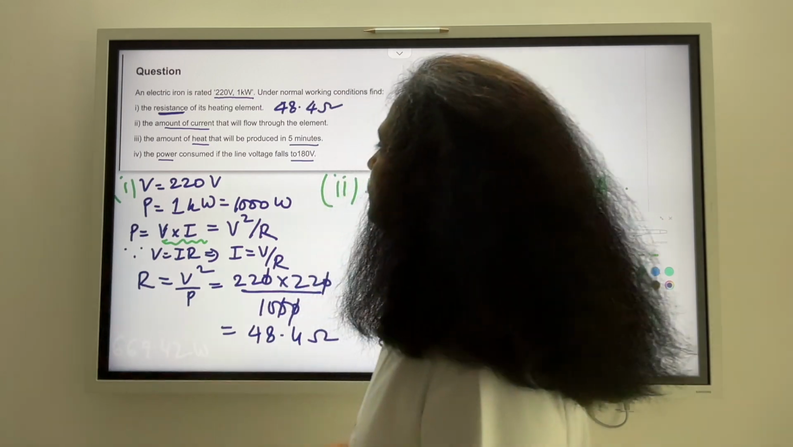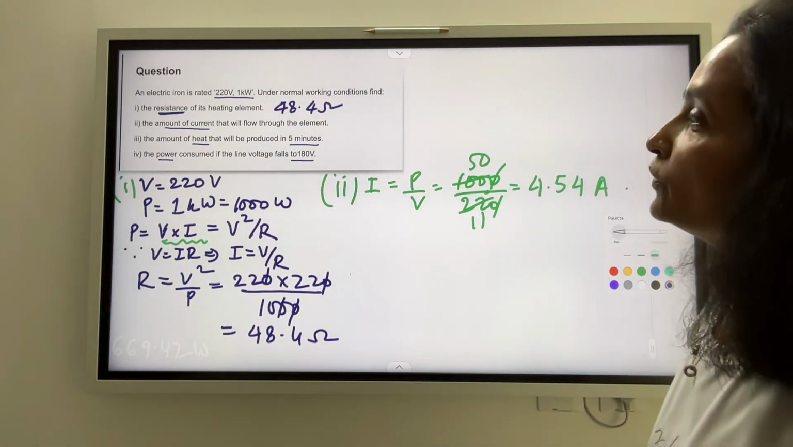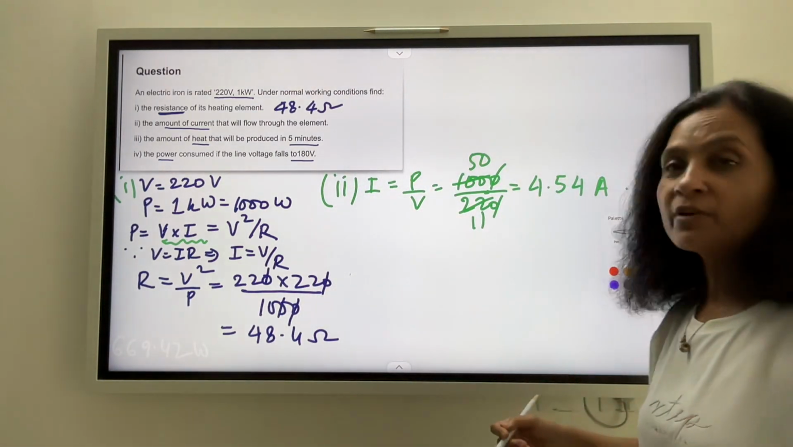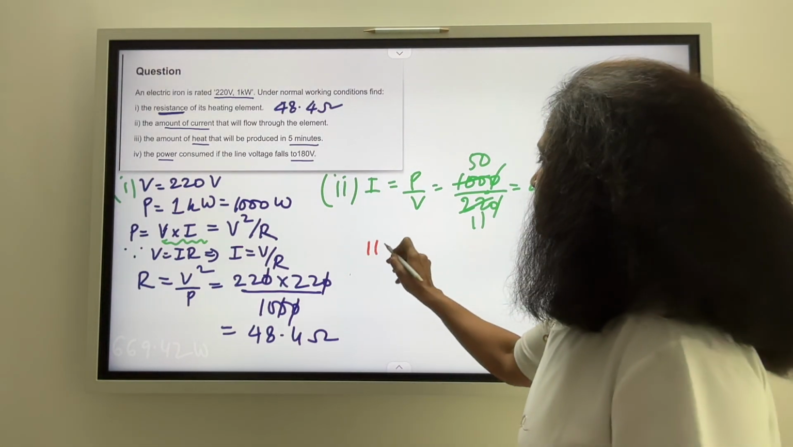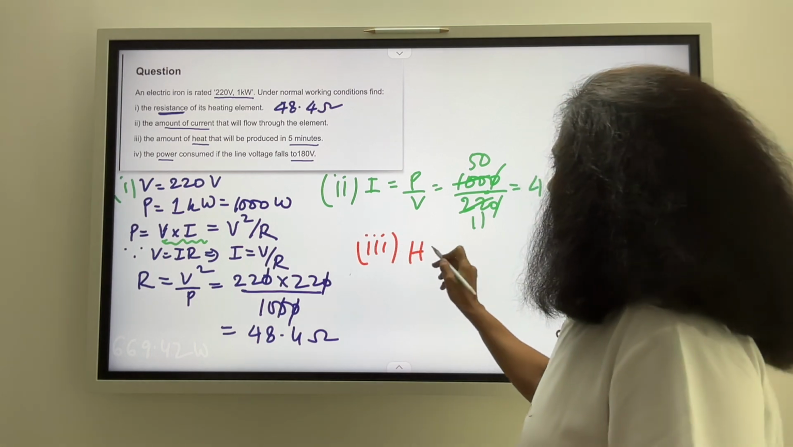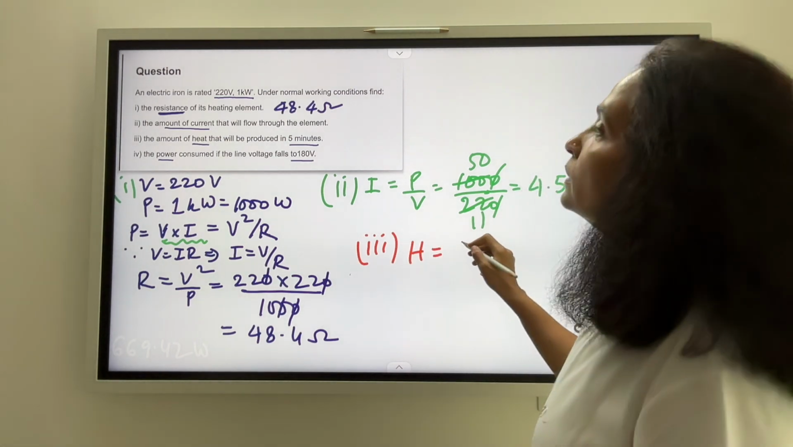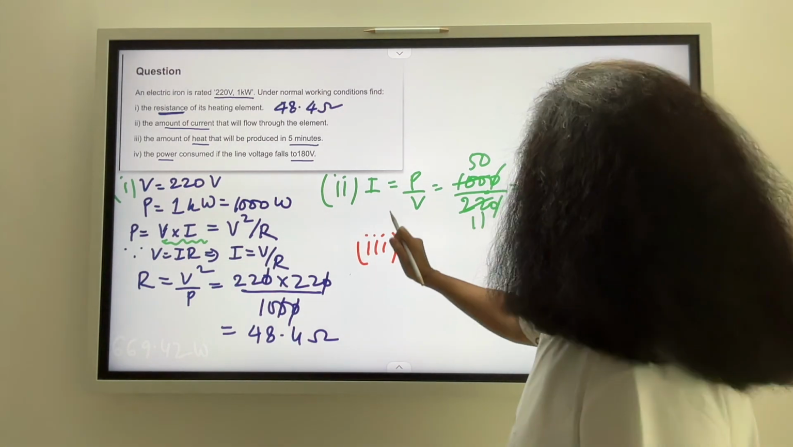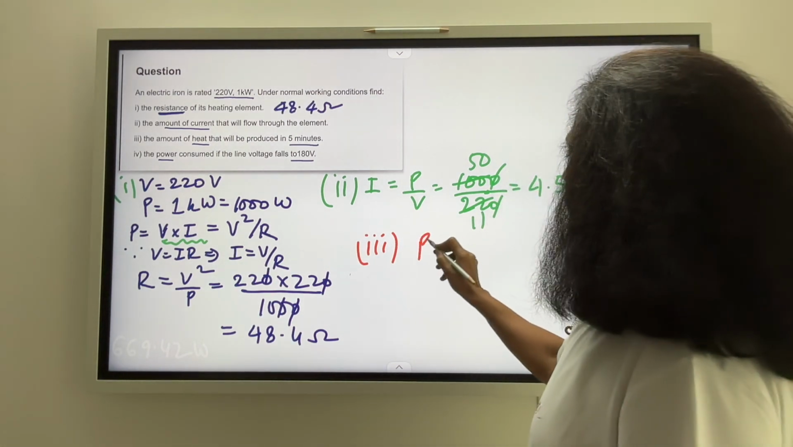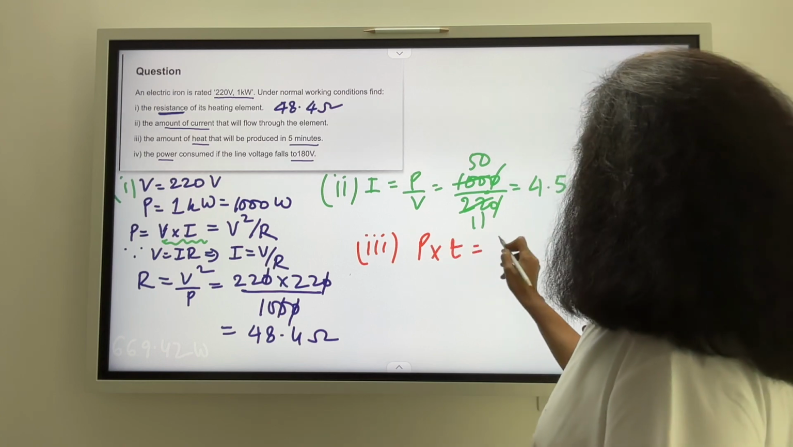Now moving on to the third part. The amount of heat energy that will be produced in 5 minutes. अब ये तो बहुत आराम से निकलेगा भाई. H is equal to I square. Okay, power into time is energy, isn't it? So I could just use power into time. So power into time will give me energy.